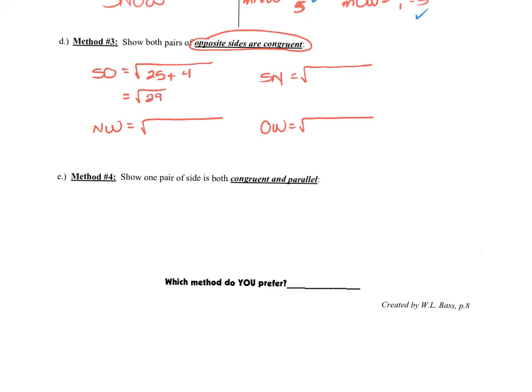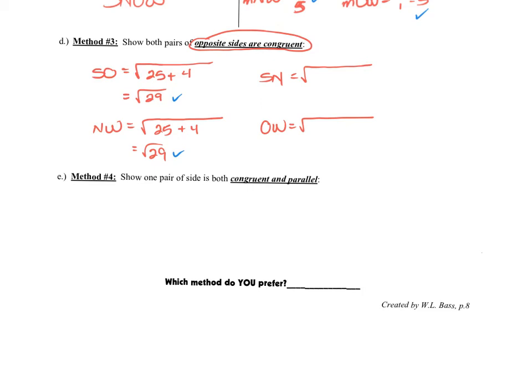For NW, I'm going to repeat the process. So for NW, I'm going to do 8 minus 3 is 5. I'm going to square it and get 25. And -6 minus -8 is 2. I'm going to square that, and I'm going to get 4. That also becomes the square root of 29. So I've shown that one pair of opposite sides is congruent, but I can't stop. I have to keep going. I have to do all 4 sides.